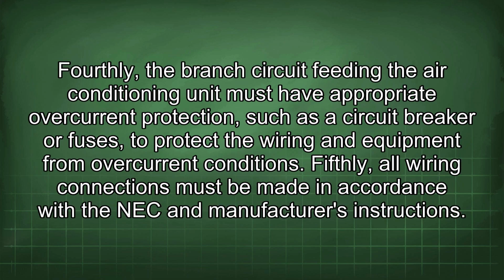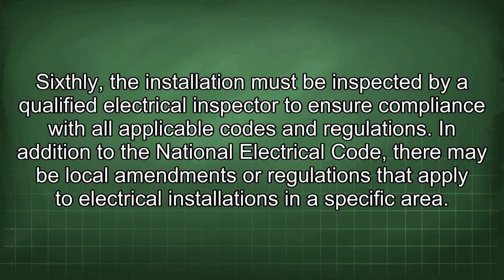Fourthly, the branch circuit feeding the air conditioning unit must have appropriate overcurrent protection, such as a circuit breaker or fuses to protect the wiring and equipment from overcurrent conditions. Fifthly, all wiring connections must be made in accordance with the NEC and manufacturer's instructions. Sixthly, the installation must be inspected by a qualified electrical inspector to ensure compliance with all applicable codes and regulations.